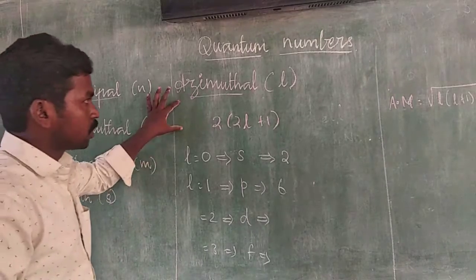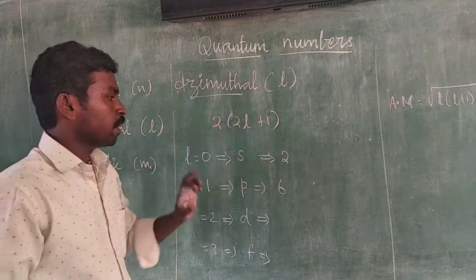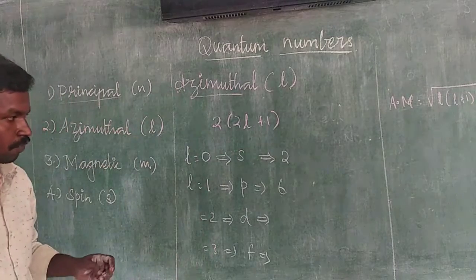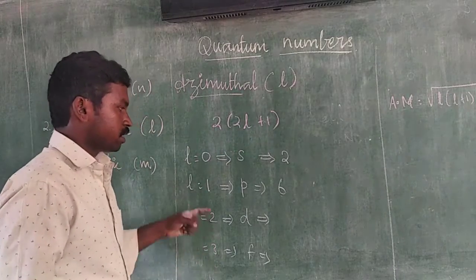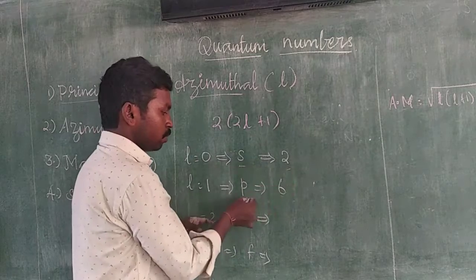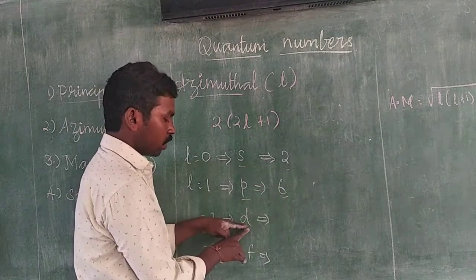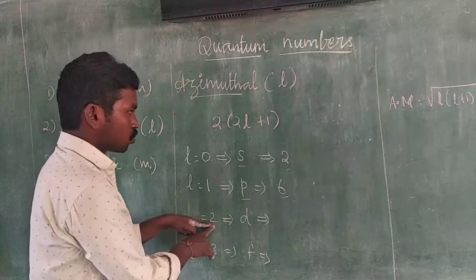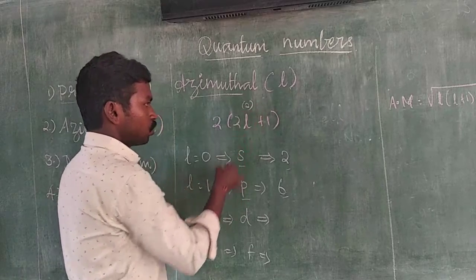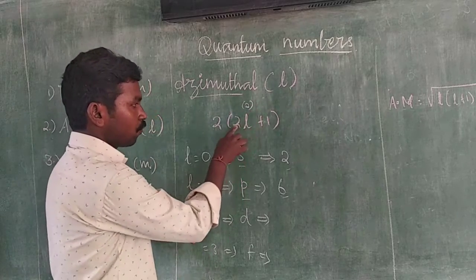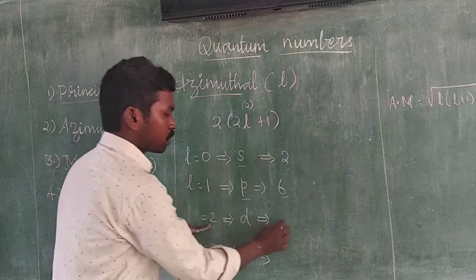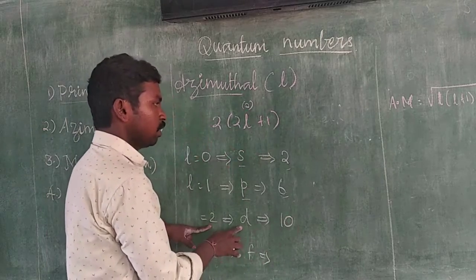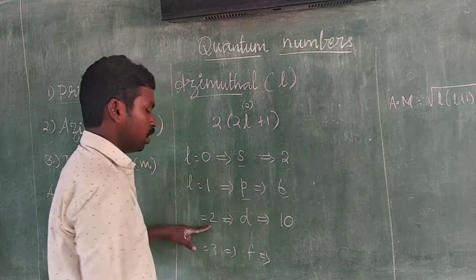Okay students, from this relation 2(2l+1) we can find out the maximum number of electrons in every orbital. For s orbital it is 2, p orbital 6. In the case of d orbital the value of l is 2. So we substitute 2: 2 twos are 4, 4 plus 1 is 5, 5 twos are 10. So in d orbital the maximum number of electrons will be 10.